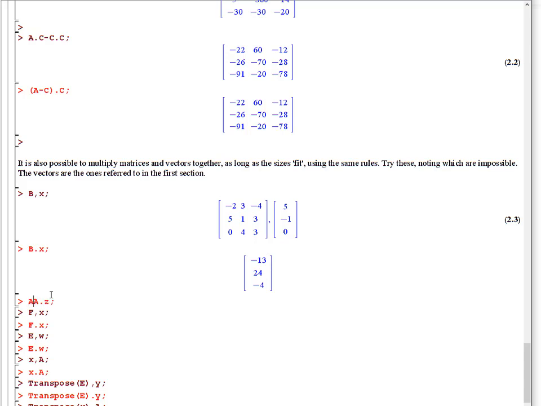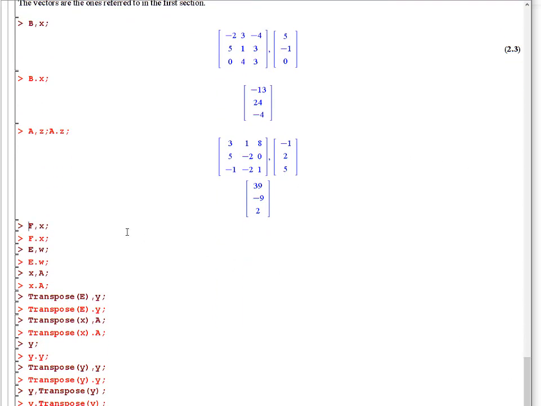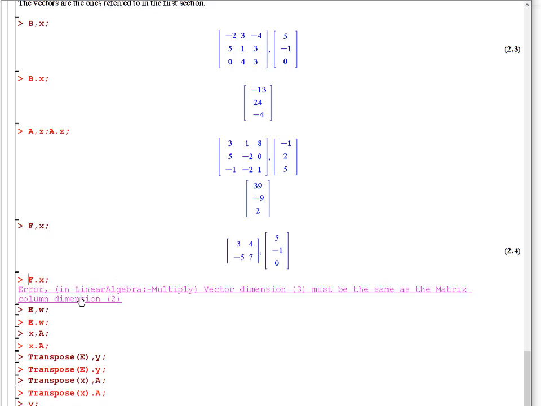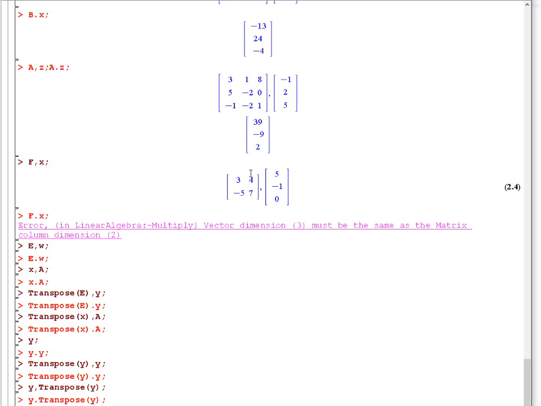Let me just, I forgot to repeat what A and Z are. There's A and there's Z and there's AZ. So Fx is F and that's X. Fz, that's impossible, because this is 2 here and here you have 3 numbers, so you can't multiply it like that. That's not possible.